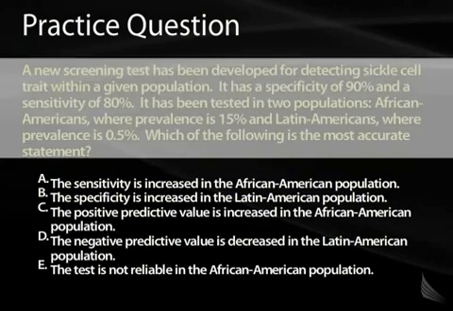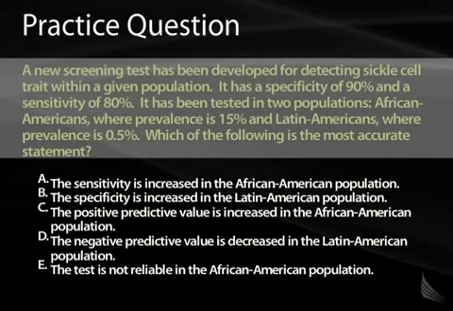Practice question. A new screening test has been developed for detecting sickle cell trait in a given population. It has a specificity of 90% and a sensitivity of 80%. It is tested in two populations, African Americans where the prevalence is 15% and Latin Americans where the prevalence is 0.5%. Which of the following is the most accurate statement?